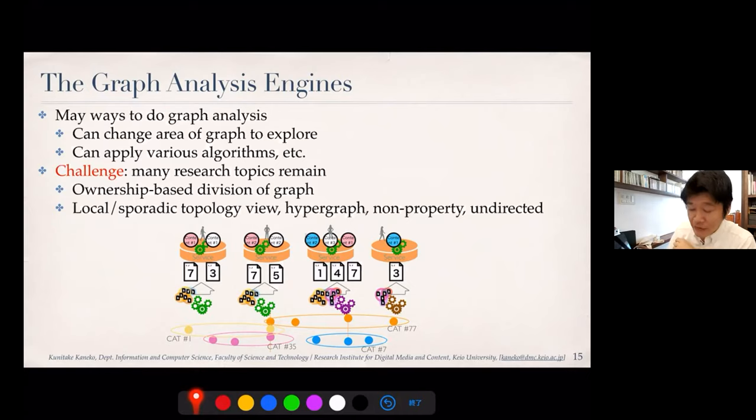And also the division. Usually Facebook does this kind of analysis in a distributed way. However, distributed processing requires a division of the graph, and that division is a computer-centric approach. So a higher-speed, faster division is what they are doing right now. However, I say that the catalog and budget file have an ownership, and they are located at different locations. So it's very hard to get them together, right? So the ownership-based division of the graph is another thing to think about.